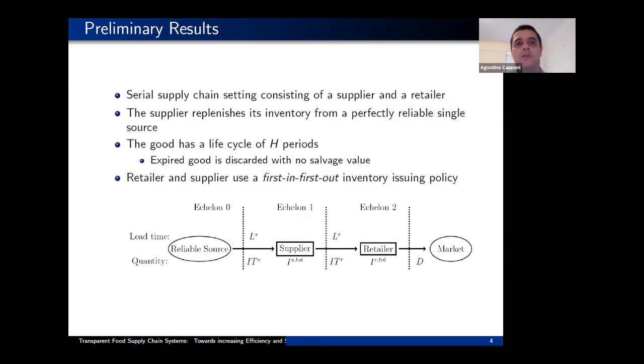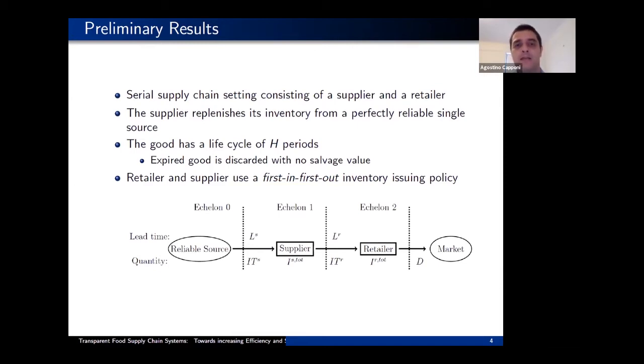We looked at a serial supply chain system where there is a supplier and a retailer. So this is a very stylized framework. There is only one supplier and one retailer, but it's essentially a first proof of concept that we can use to build up a more sophisticated model. Now, the supplier is replenishing its inventory from a perfectly reliable single source. So there is just one single source that is providing goods.